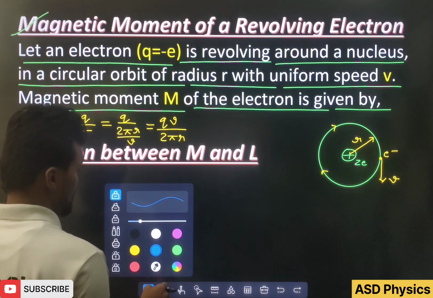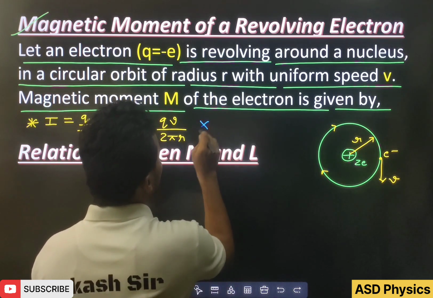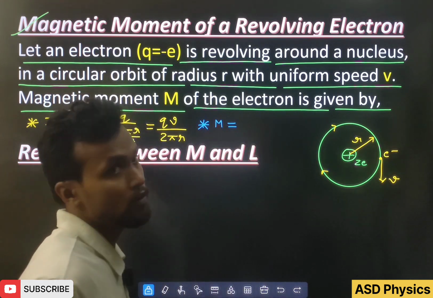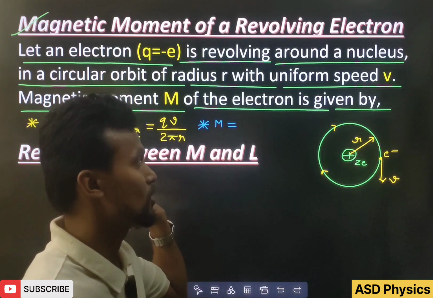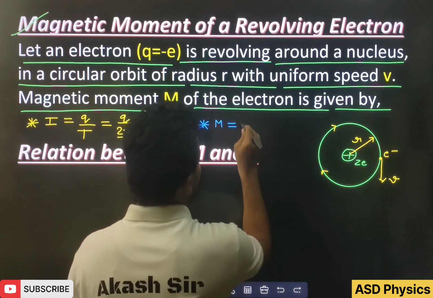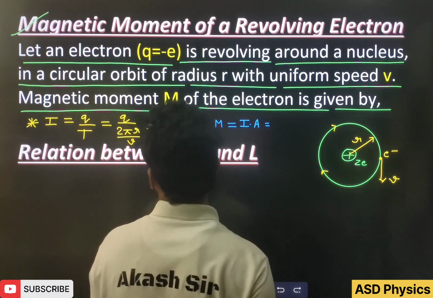This is the current. Even this is called orbital current. After that, what will happen here? If I talk about the magnetic moment, what is the magnetic moment formula? NIA. Anyhow, the number of turns is not there, only one orbit is there. So N value is 1. And I, what is the current? Let's take I into A. Okay. So what is the current?